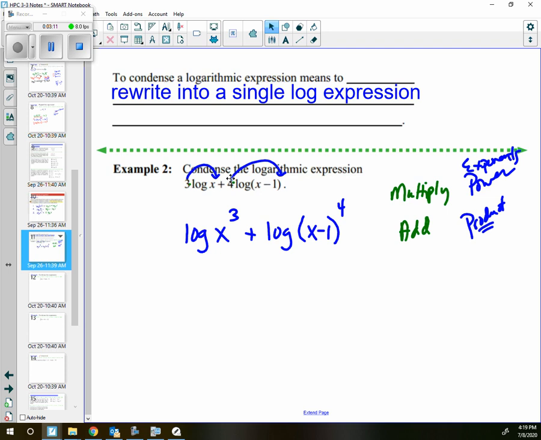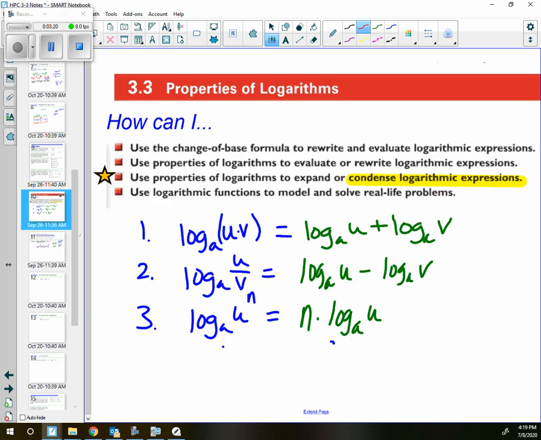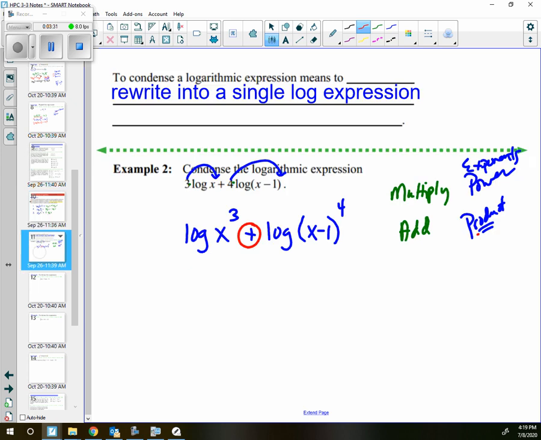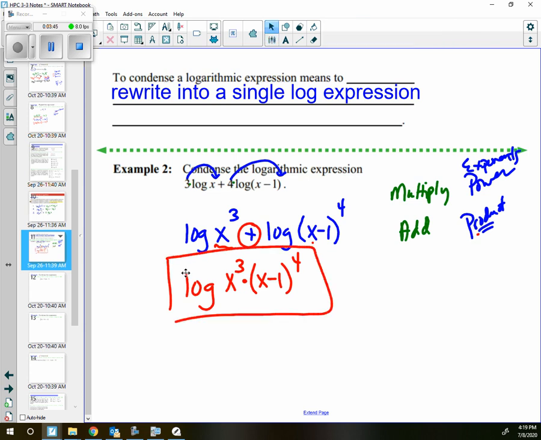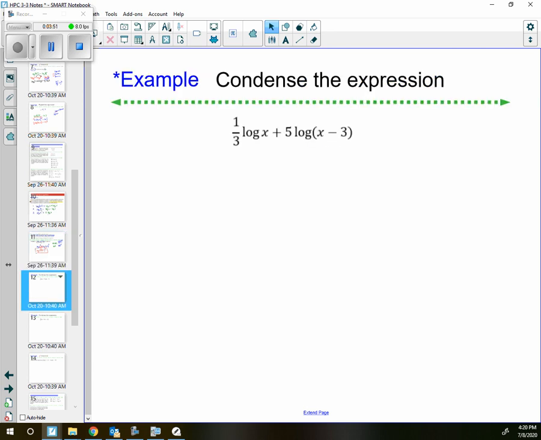All right, now to write it as a single log, I'm going to have to address the addition, which is the next thing you do in order of operations. That's the product property. Let's go back to our properties. That's property number 1. But again, we're starting with the green, and we're going back to the blue. So I have the sum of 2 logs with the same base, and I can put them together as the log of the product, so they're multiplication. So this would be log of, my first argument is x cubed, and then times my second argument, x minus 1 to the 4th. I wrote it as a single log. That's the whole idea of condensing, putting it back together. So think about order of operations as we do that. It really does help.